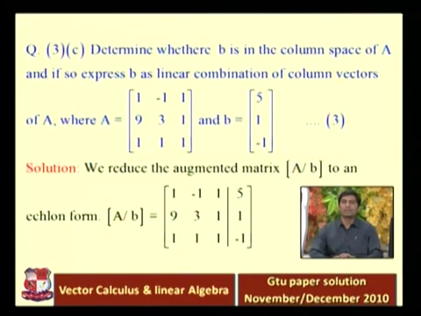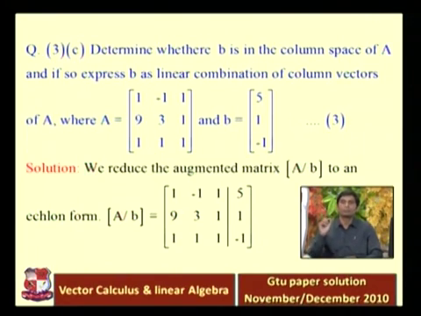So what is our question? Again I repeat, determine whether B is in the column space of A, and if so, express B as a linear combination of column vectors of A, where A and B are given. Now we reduce the augmented matrix A oblique B to an echelon form. We know one theorem, that B is in the column space of A if and only if Ax is equal to B is consistent.